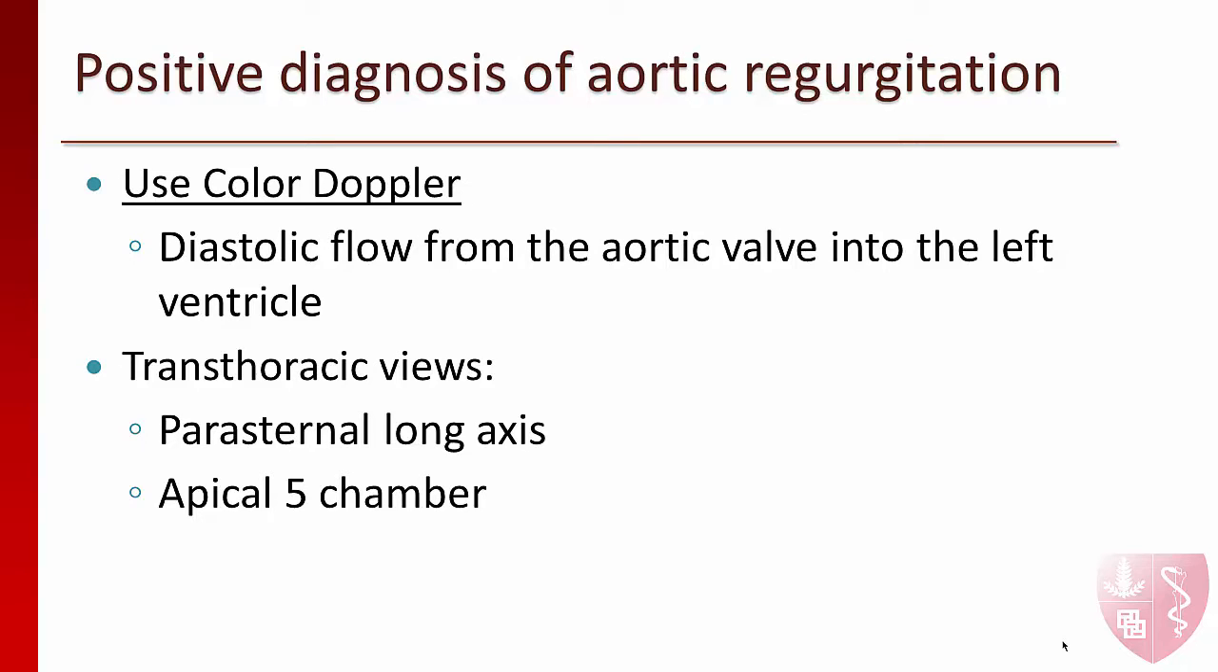For that you will use 2 main views, which are the parasternal long axis view and the apical 5-chamber view. You can also use the parasternal short axis view, but quantification will not be possible. It will give you little insight on the diagnosis and the mechanism of aortic regurgitation. And you can use the apical 3-chamber view, which is not one of the views of focused echo.